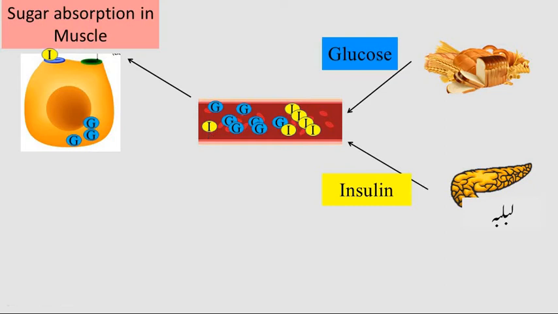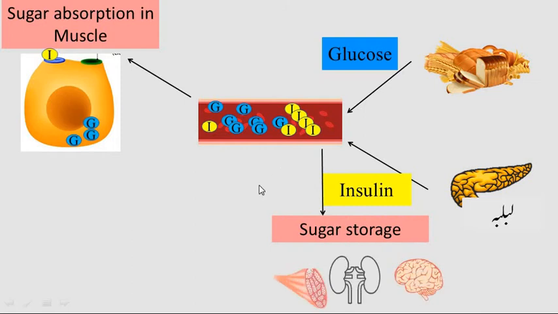The other method by which this glucose can be removed from the blood, the second one, is sugar storage. Sugar storage is done in your soft tissues, kidneys, brain, and other such organs where sugar storage is required for body functions. The total amount of sugar storage in the whole body of a normal person is 1700 calories. So sugar is stored as glycogen in these organs.